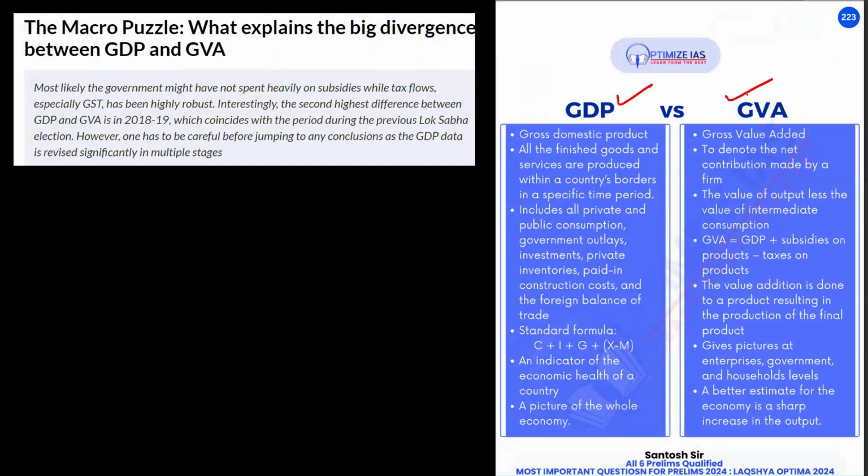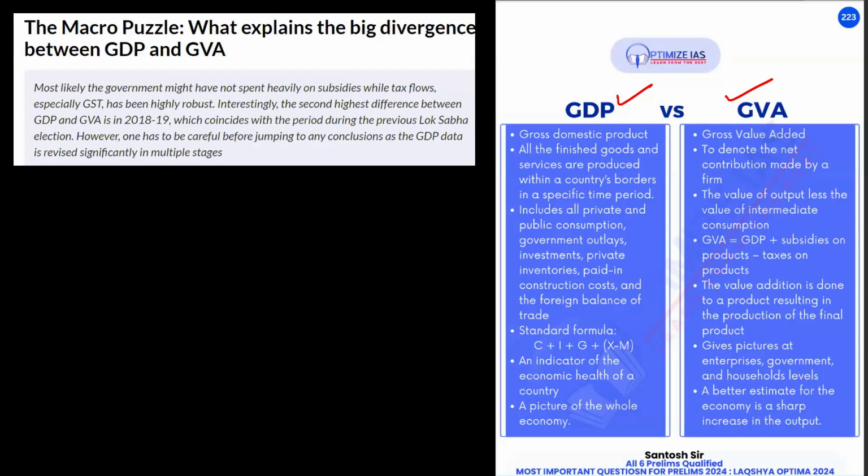Guys, there is a divergence between the GDP and GVA. So what is GVA? What is GDP? Guys, we all know that GDP is what? GDP is sum total of all the finished goods and services produced in the country. The value of that is called GDP. Whereas, okay, GVA is more to do with value addition. Okay, means whatever goes into the process.